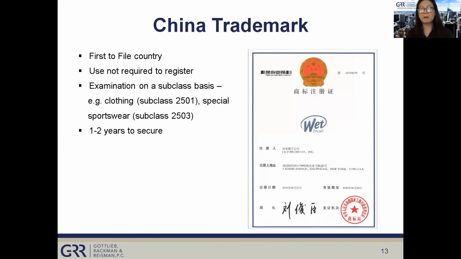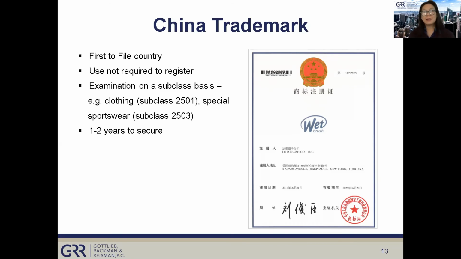So for China trademark, China is the first to file country. What it means is that an infringer or squatter can easily hijack a brand owner's trademark and register it and prevent a legitimate brand owner from securing trademark protection. This is very common in China. While there are recourses for brand owners to try to get the trademark back, it is often a costly uphill battle and it's not guaranteed that you'll win. It is certainly much cheaper to file early than to have to fight for the trademark later.